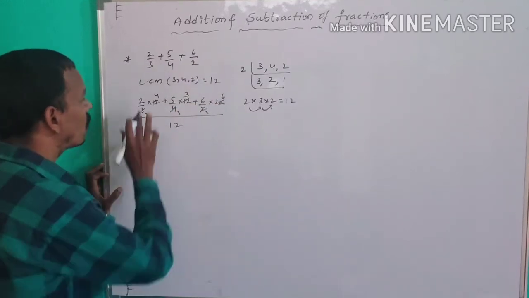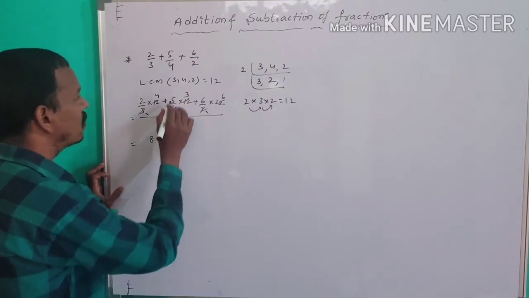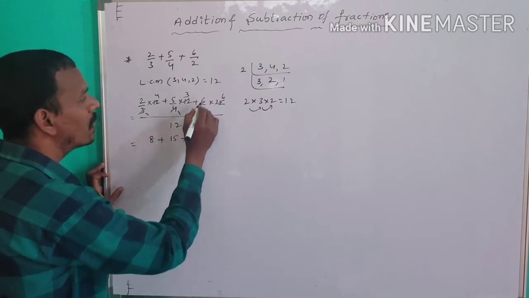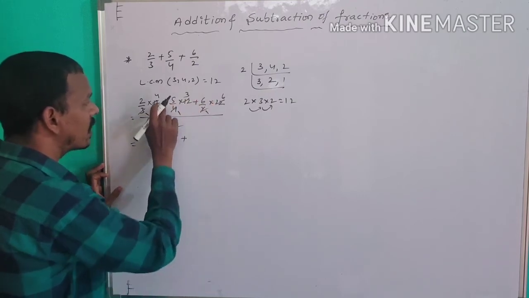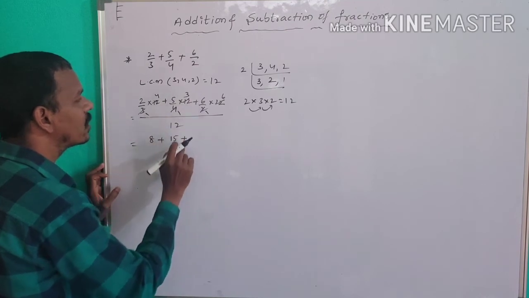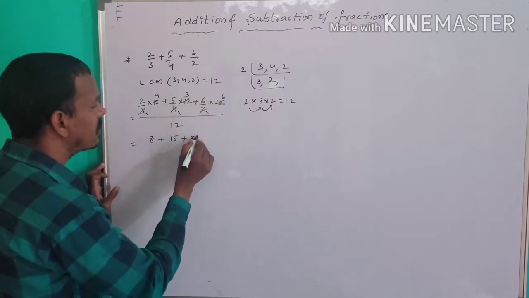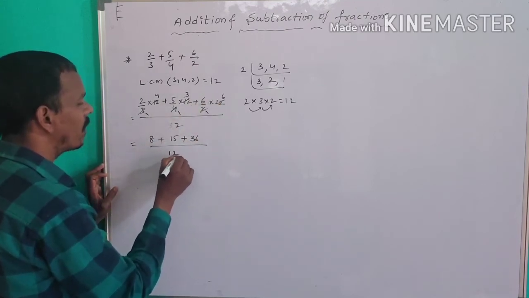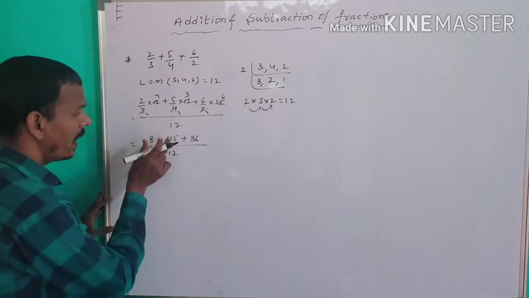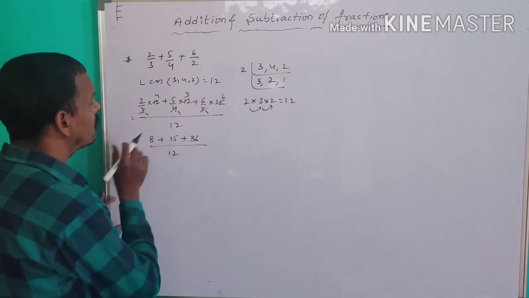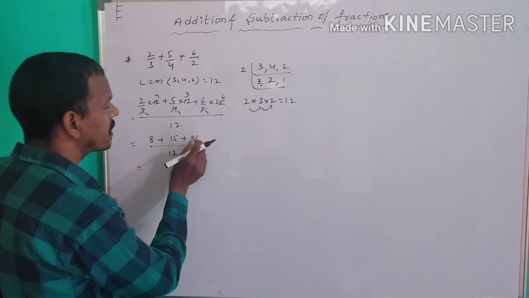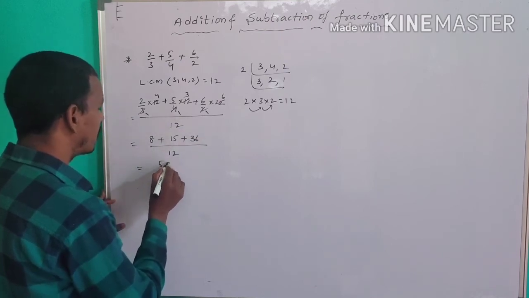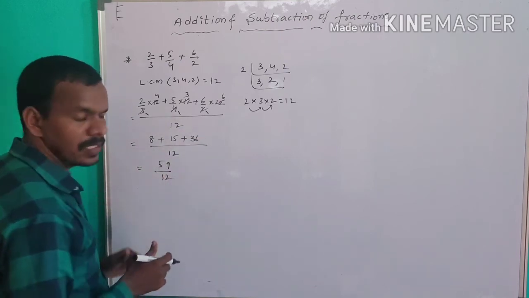3 4s are 12, so 4 1s are 4. Then 2 into 4 is 8, 5 into 3 is 15, plus the middle symbols as they are. And 2 into 6 is 12, next 6 6s are 36, divided by 12. Next, 8 plus 15 is 23, 23 plus 36 is 59, by 12. So that is the answer.